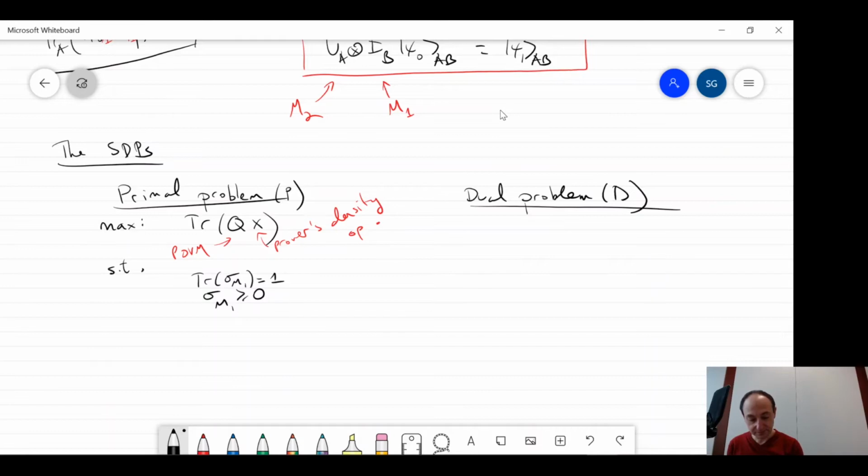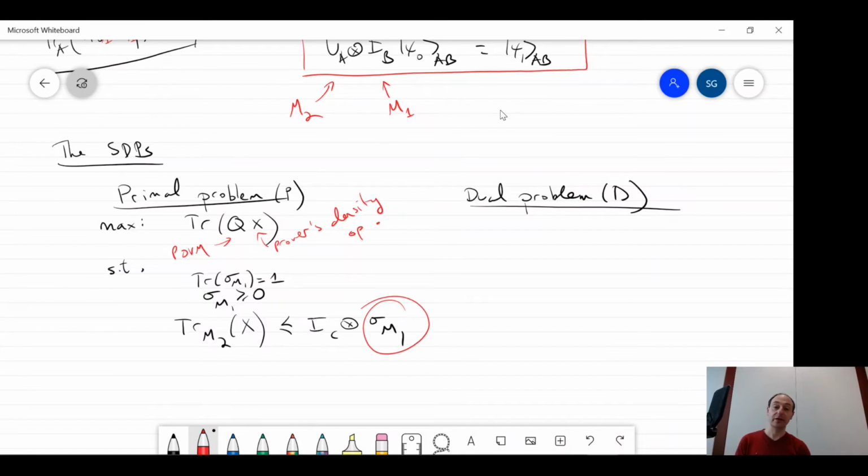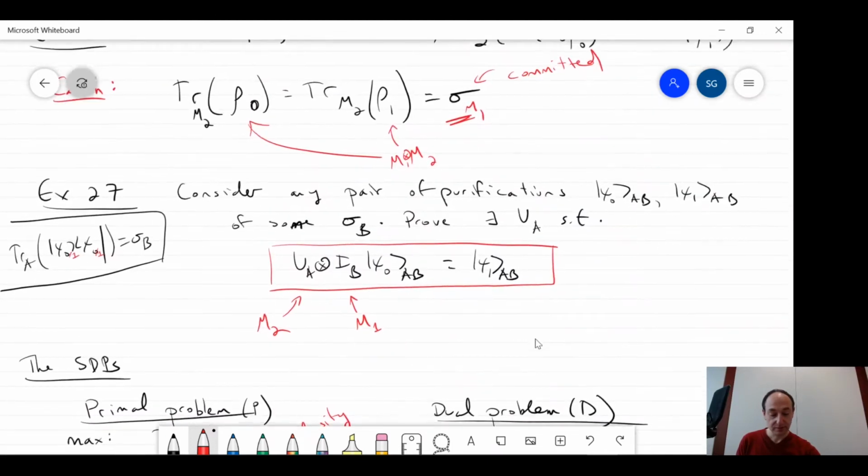The other thing I want, though, is this condition that if I trace out the second message register, I should get back the committed state, essentially. So if I trace out the second message register of X, where X is the joint density operator that's prepared, what I should get is this thing, identity. The point is that you're going to see this sigma show up again. So that's that consistency constraint we had up here, this one over here.